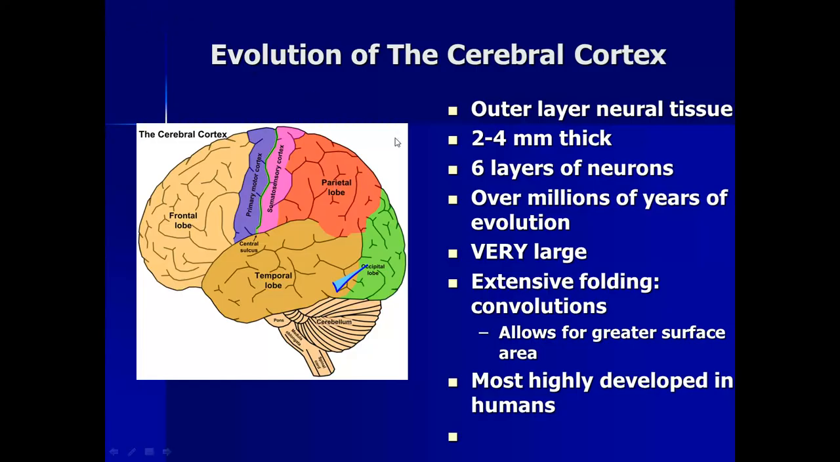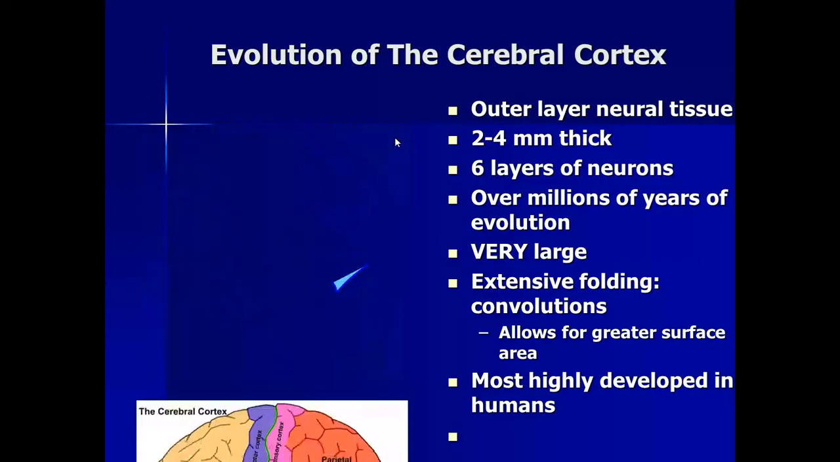A little bit of the outline of the cortex now. Notice it is very large in humans. All right, extensive folding in the cerebrum called convolution, which allows for greater surface area for nerve impulses. All right, highly developed. We'll come back to that.